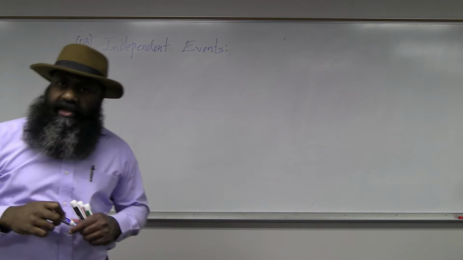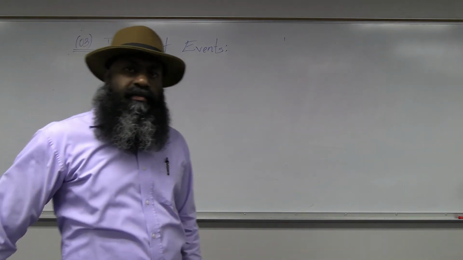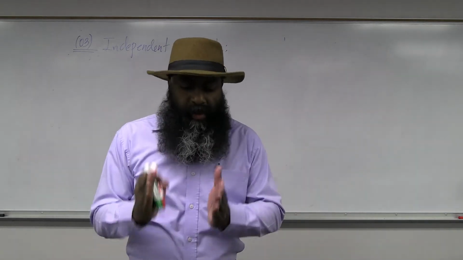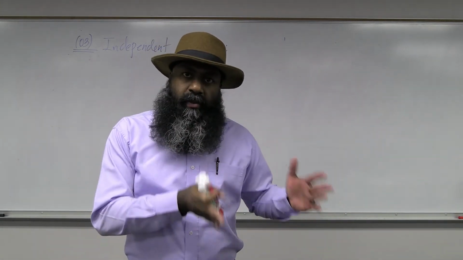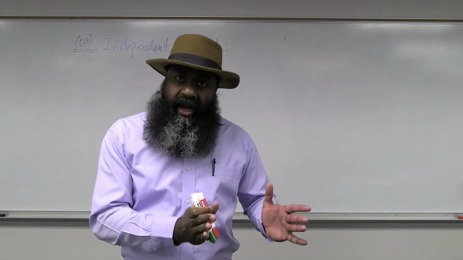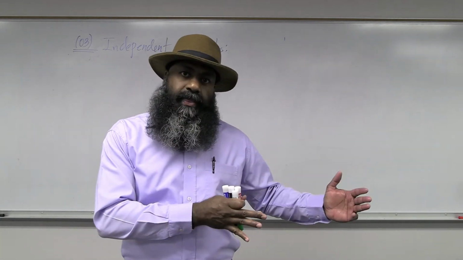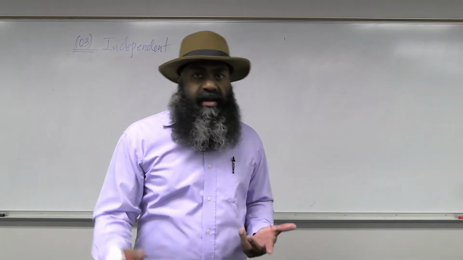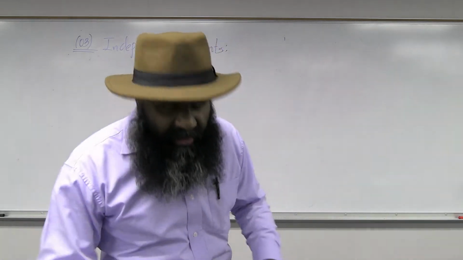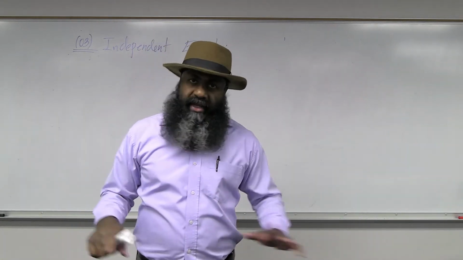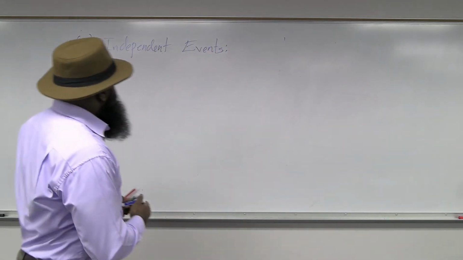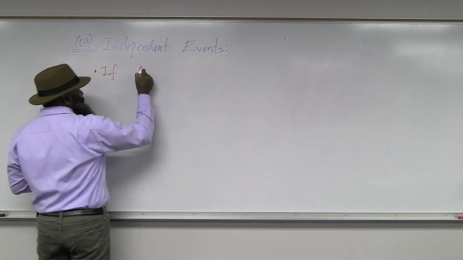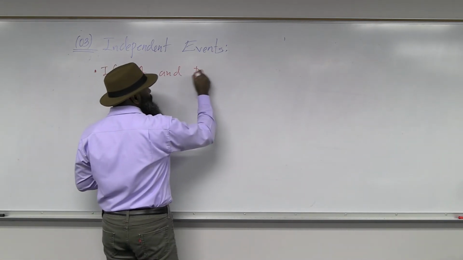Now, in our previous lecture regarding the simple probabilities, we said if the two events A and B are independent, the probability of A intersection B should be equal to probability of A times probability of B. But we didn't show how we obtain that equation. But here, right now, we can explain the reasons. Now, here are the reasons. If A and B are independent.